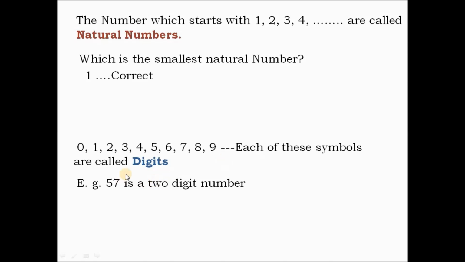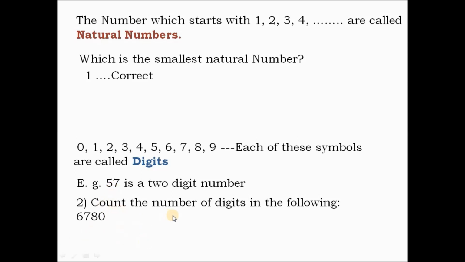For example, 57 is a 2-digit number. When we read this number, we say 57. If you count the number of digits in this number, there are a total of 2 digits. So this is a 2-digit number.